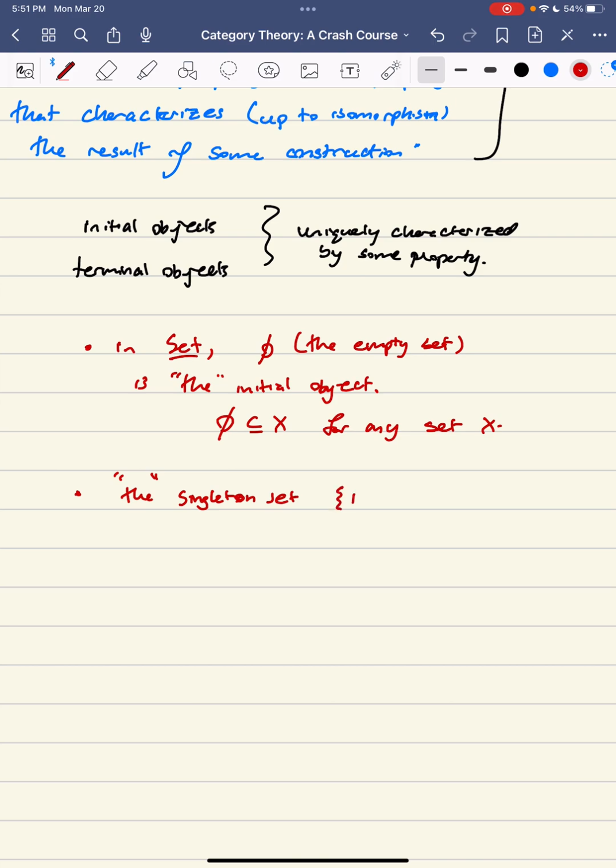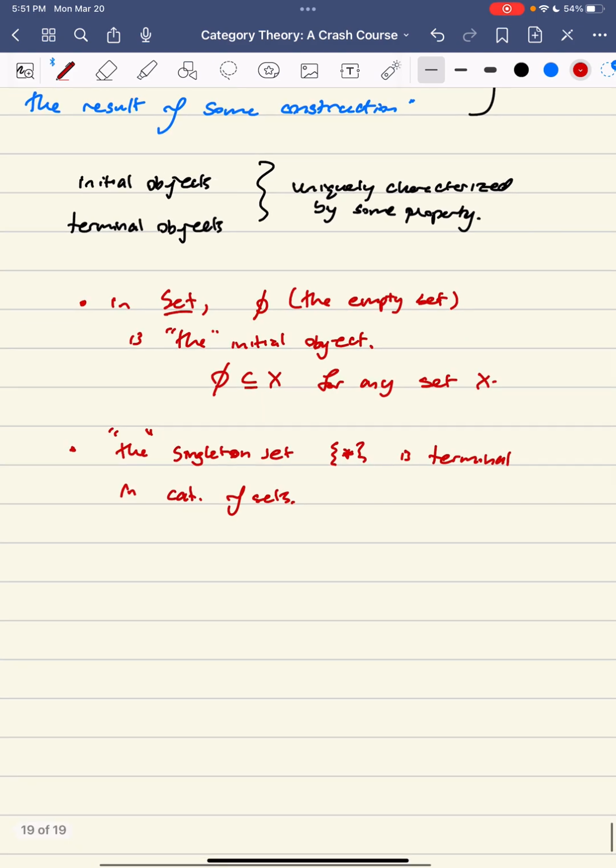Which I sometimes denote by an asterisk or a bullet. So it's a set containing only one element. Any set containing only one element is terminal in the category of sets. So we saw here that there are many different kinds of singleton sets. I think the example I gave in the first lecture was the set containing just the letter A versus the set containing the word chair. This was a silly example, but they both satisfy the same property.